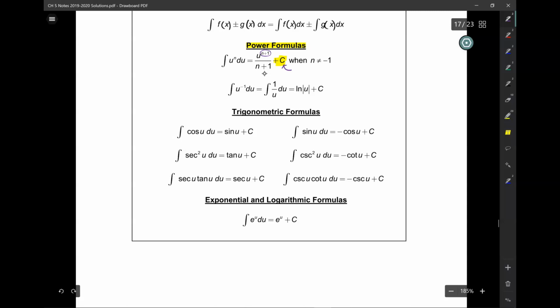This c is called the constant of integration. It has its own name. And it's always plus c. Don't go doing plus k, n, l, whatever, okay? It's plus c. It's plus c. Okay? So there is one rule.